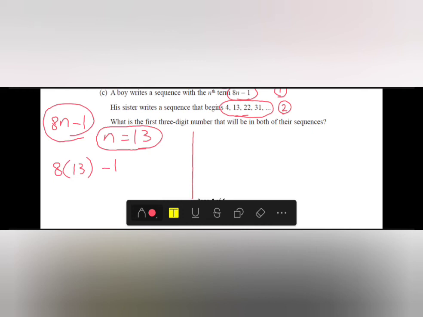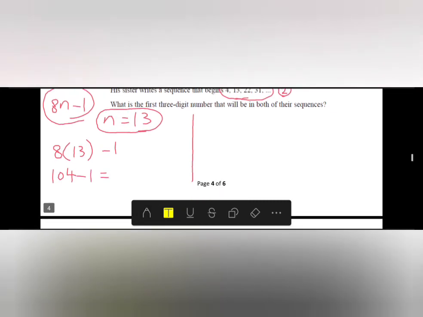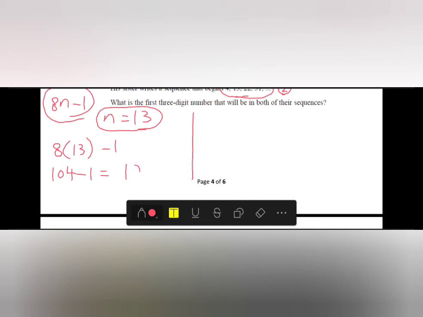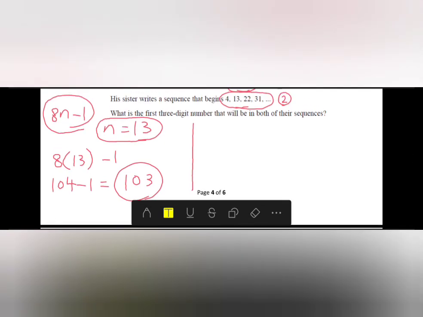So it's 104 minus 1 equals what? 103. Very good. 103. And this is the first three-digit number in the boy's sequence. Now I'm going to check with the girl's sequence. To check with the girl's sequence, I'm going to do what? Very good. Find the nth term.